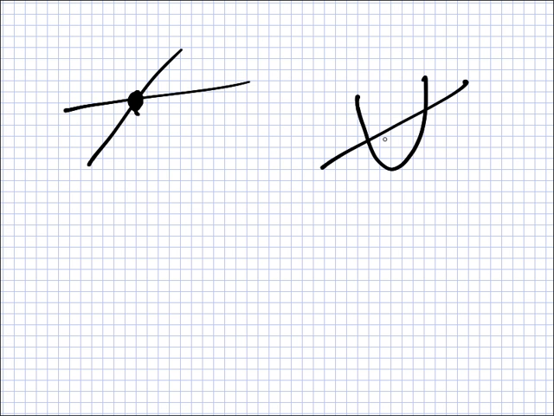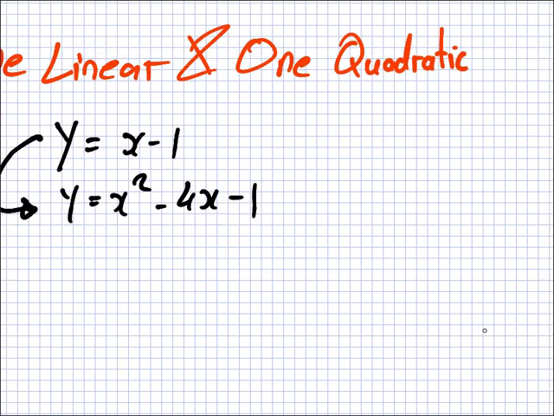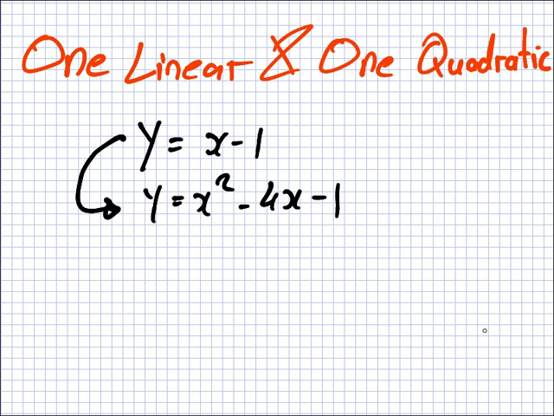Now, before I continue, another difference here is the number of answers you could have. Previously, when we had two linears, we'd have one answer. But now we have a quadratic and a linear. So how many answers could we have? We could have two, or we could have one, or zero. So we don't know until we start. Let's see what happens here.